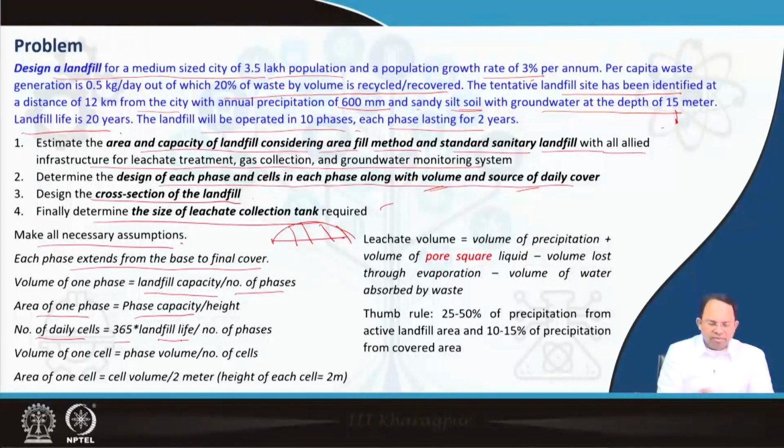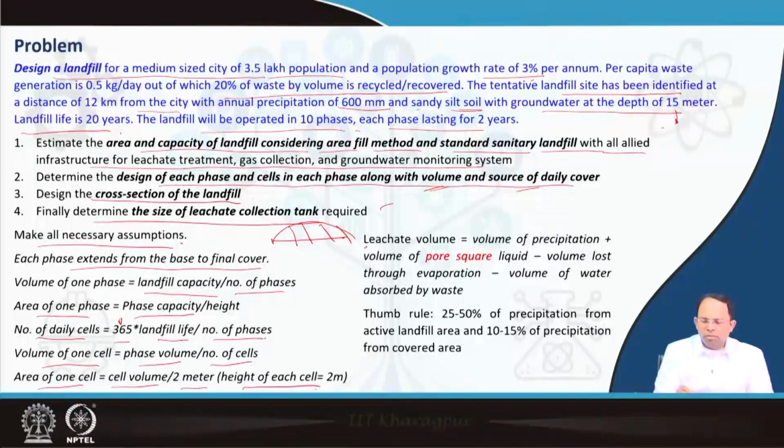365 multiplied by landfill life, divided by number of phases. So that would be the total number of cells required in the landfill, so that every day waste comes in. That has to be considered. Volume of one cell is equal to phase volume divided by number of cells. Area of one cell equals cell volume divided by 2 meters. The height of each cell is given as 2 meters.